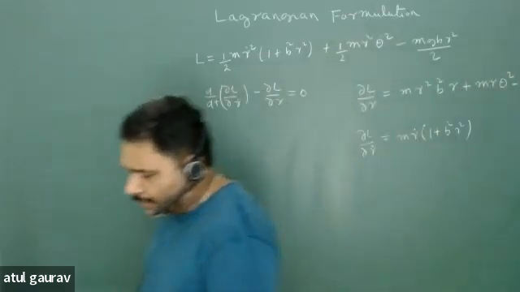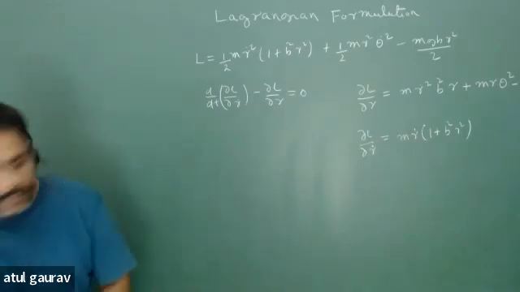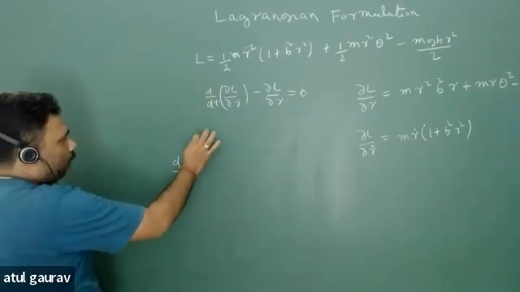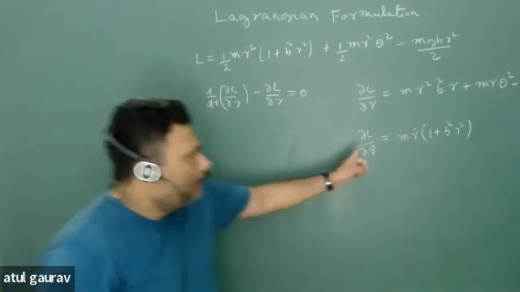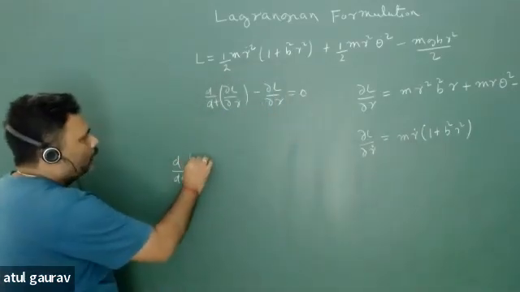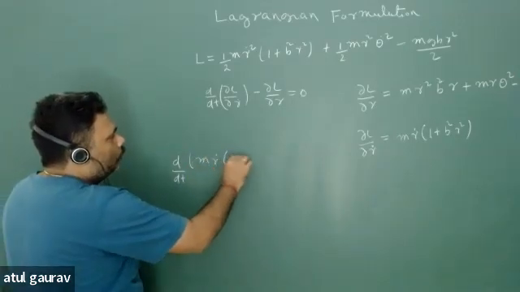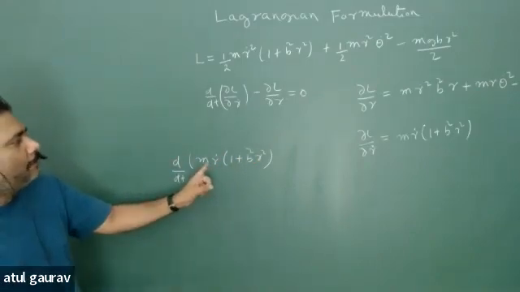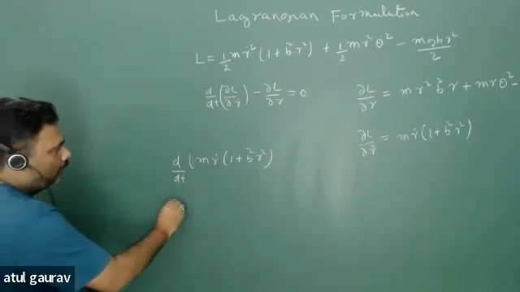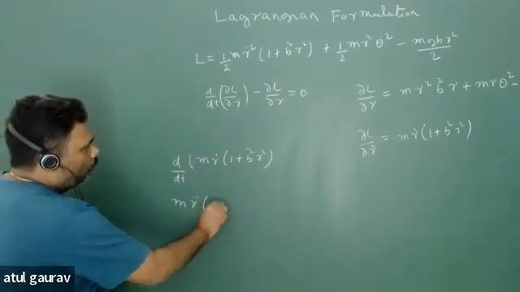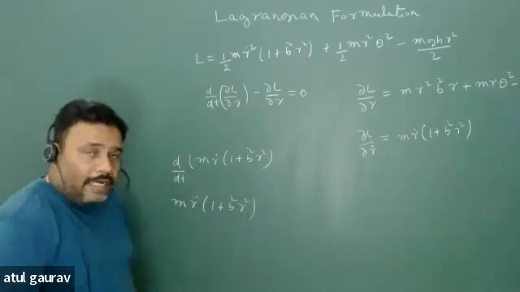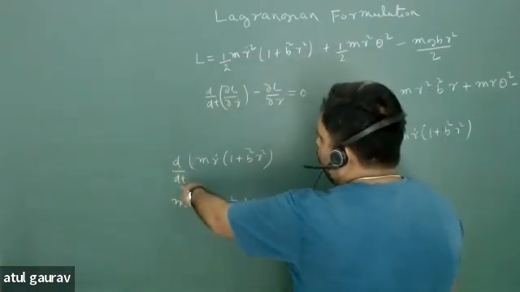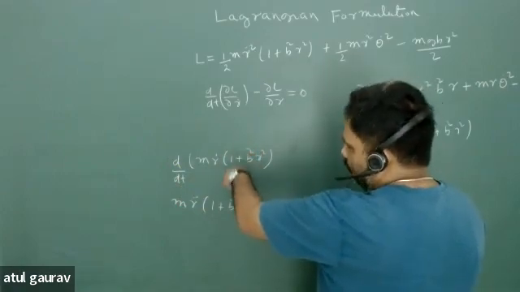Up to that, I think everybody is comfortable. But in the next level, we take d upon dt, and for del L upon del r dot we have to differentiate this whole thing, m r dot (1 plus b square r square). We differentiate r dot to get r double dot, so this value is m r double dot (1 plus b square r square). Now keep in mind that r is your dynamical variable, so if we are going for the total derivative with t, this term also has to be differentiated.